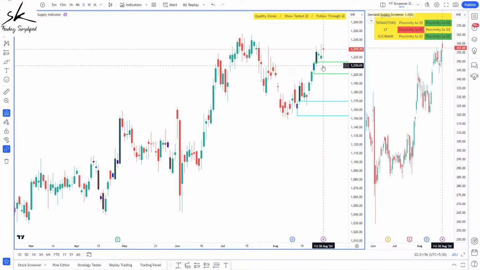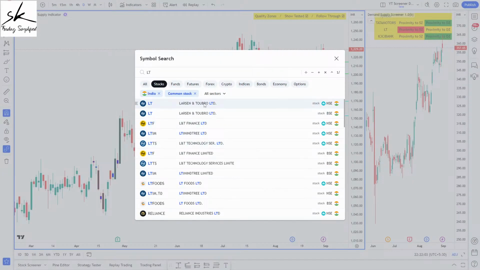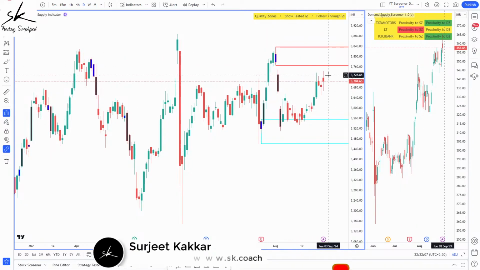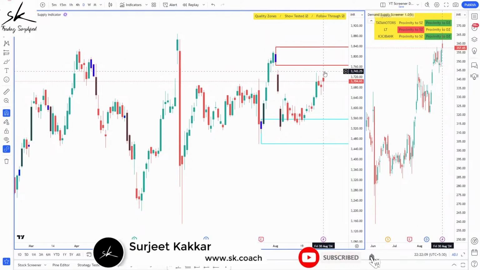You can see we have this rally-based rally pretty close to it. That is why it got shortlisted for us. And if I go to LNT, you'll see I'll be closer to a supply area. So that is where you have your supply zone, a rally-based drop, and that is why it got shortlisted for us. So that's the difference between the two, that the alerts notify you as and when the zones are getting formed during that particular day, right?